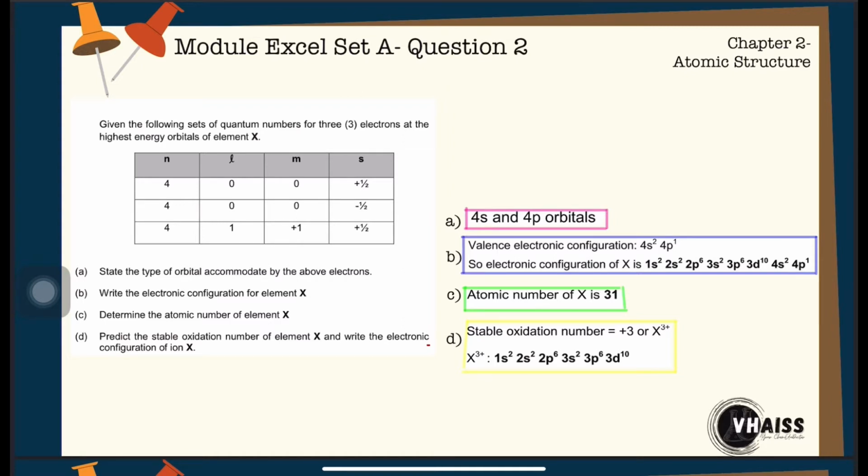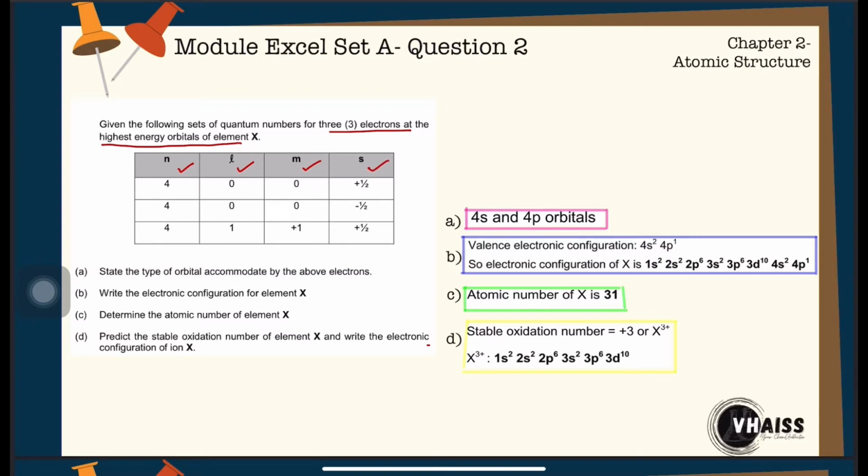Given the following sets of quantum numbers for the 3 electrons at the highest energy orbitals of element X, what is given to us is all 4 quantum numbers for these 3 electrons, which would be the principal quantum number, angular momentum quantum number, magnetic quantum number, and electron spin quantum number.